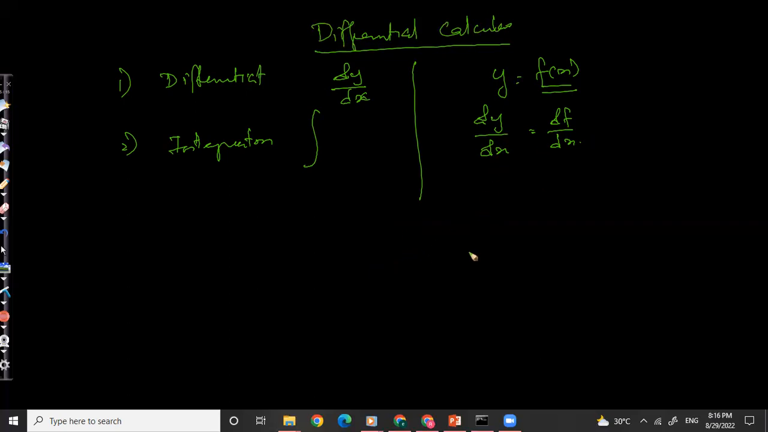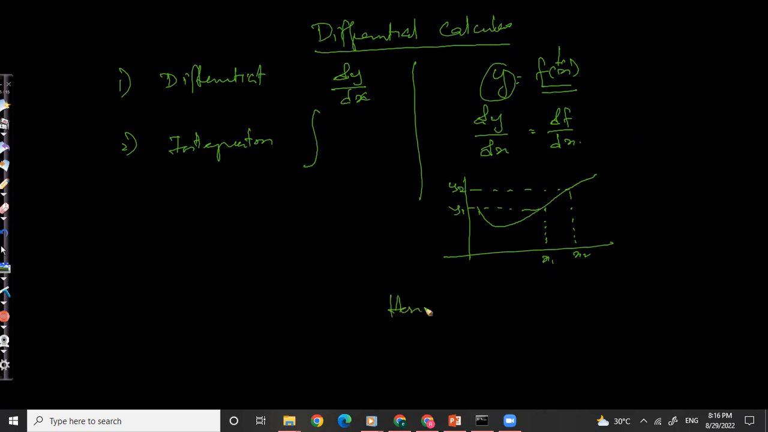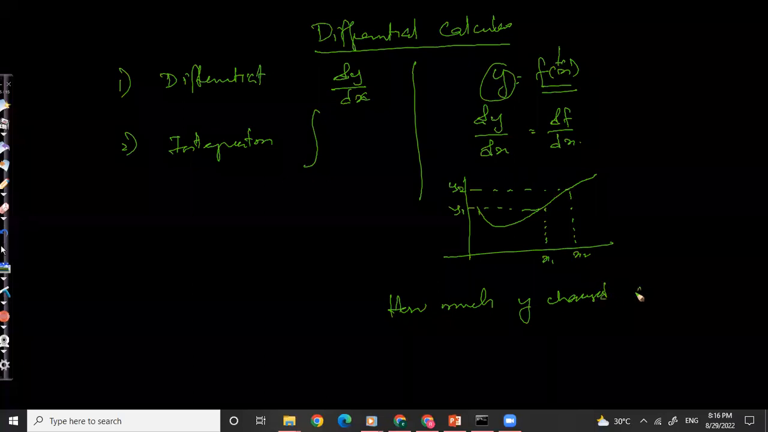Here dy by dx means, if you have a graph like this, this one is x1, this one is x2, and this one is y1, this one is y2. You apply some x value and you get y. The entire equation creates this kind of graph. So what does dy by dx say? How much y changes as our x changes.